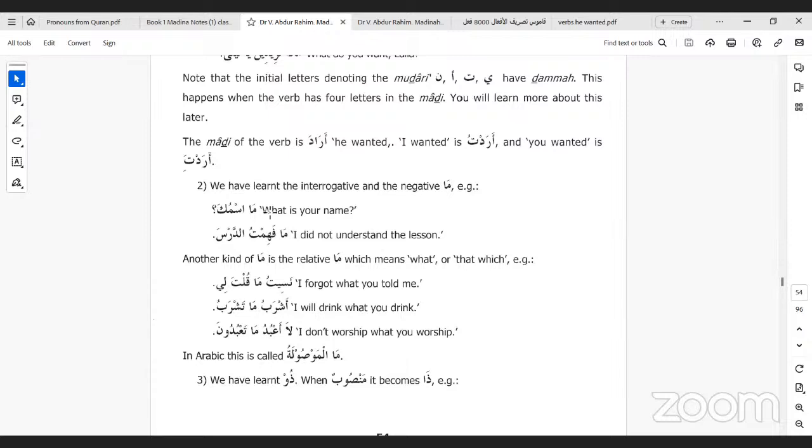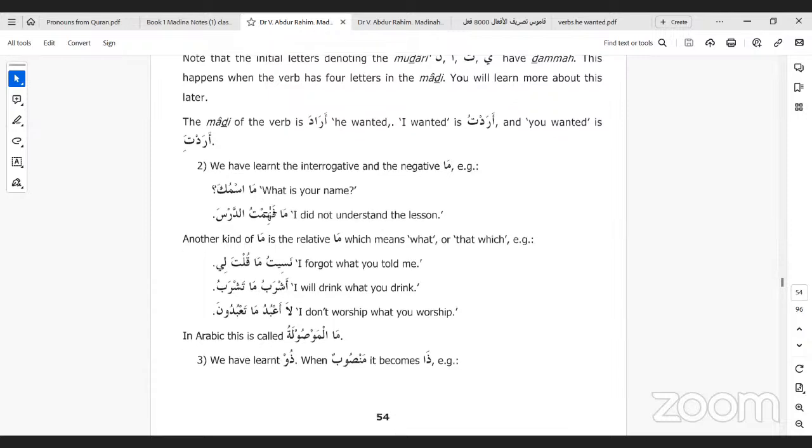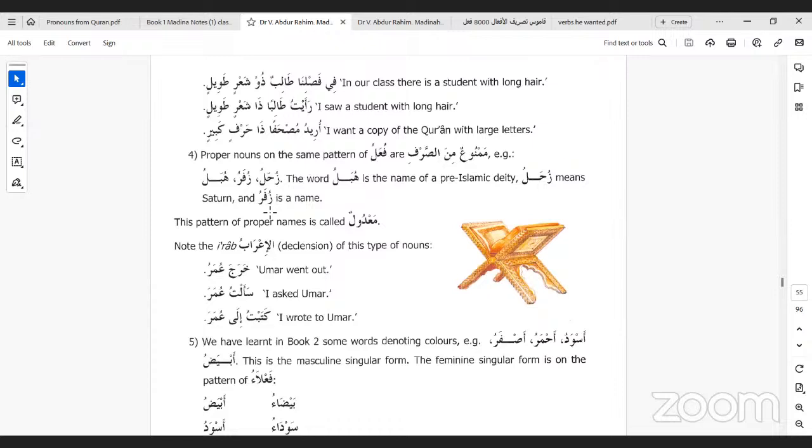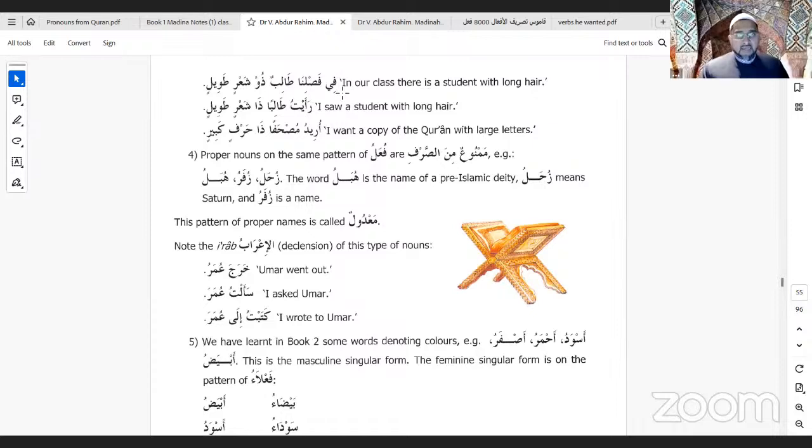Number 4, proper nouns on the same pattern of fu'alu are mamnu' min as-sarf. We can't see the text, sorry. Okay, thank you. Number 4. Start from fi faslina.